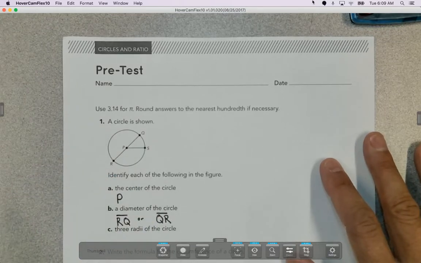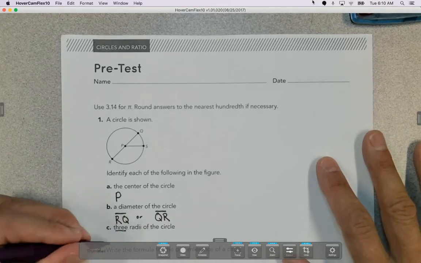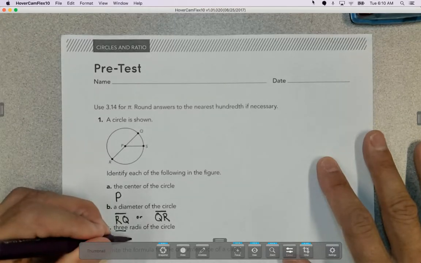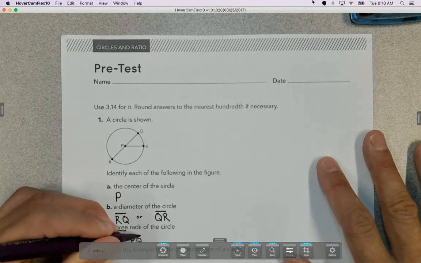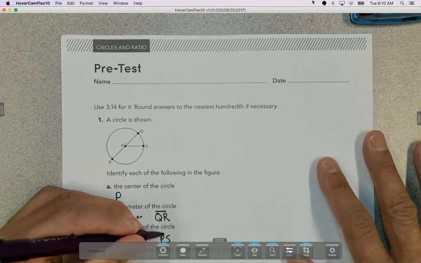Okay. 3 radii of the circle. Once again, the order doesn't matter, but it should be RP or PR. It should be PQ or QP. And the third one would be PS or SP.